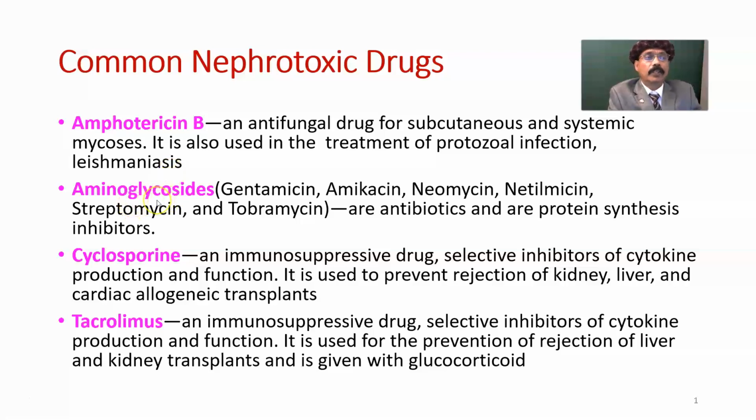Aminoglycosides are a group of antibiotics like gentamicin, amikacin, neomycin, netilmicin, streptomycin, and tobramycin. These are antibiotics, and they are also protein synthesis inhibitors. They have many uses. They may be used in case of UTI or any type of abdominal surgery. And this is the old drug, streptomycin, for the old-time treatment for tuberculosis. It is also used nowadays as an antibiotic, but it was previously used as a drug to manage tuberculosis.